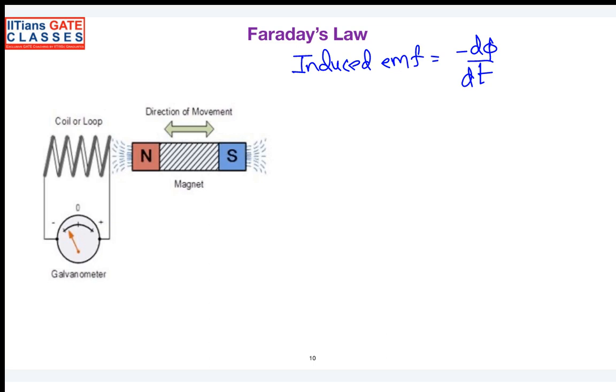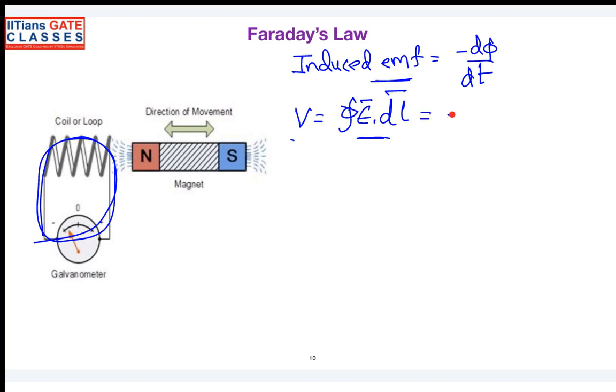Okay, then in terms of your electrostatics, we know that induced EMF is nothing but the voltage. So the voltage is the line integral of electric field intensity in a loop. So you can see here the voltage is induced in the loop itself and the loop is closed. So whatever the voltage induced in this loop is equal to minus d phi by dt.